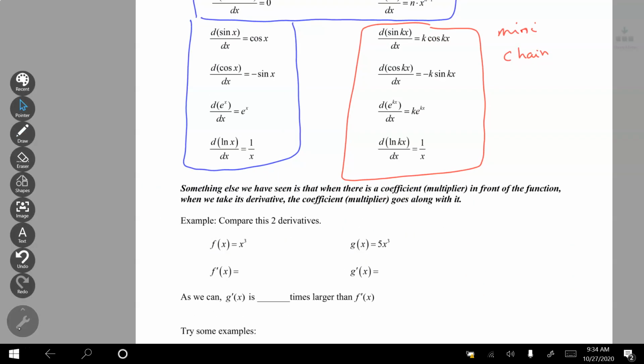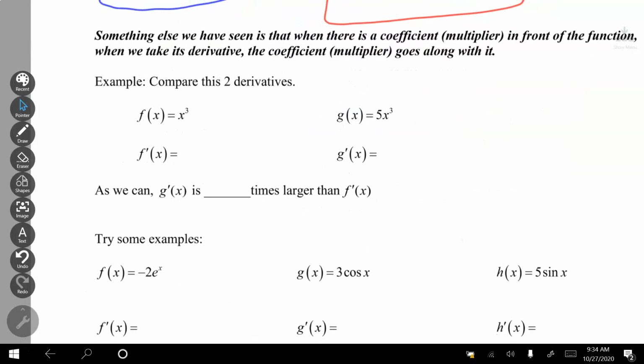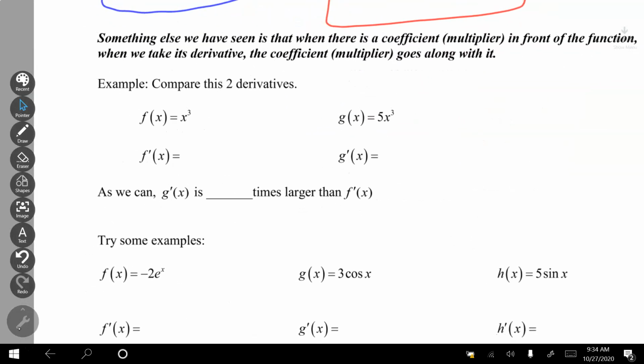So let's talk about how coefficients affect things. Well, we've done this many times. The derivative of x cubed is 3x squared, and the derivative of 5x cubed is 15x squared. Basically the second one is 5 times bigger than the first one because this 5 coefficient goes along with it. It's just a multiplier. Talked about it many times. Coefficients go along for a free ride.